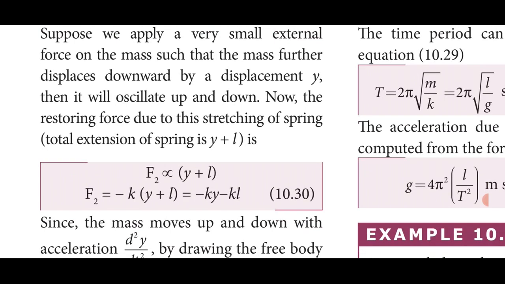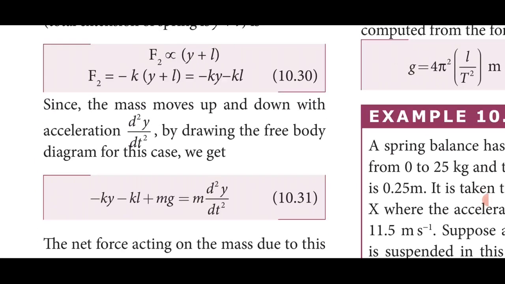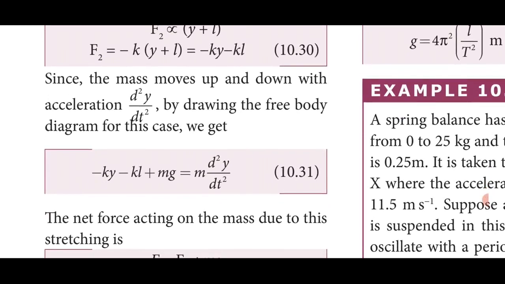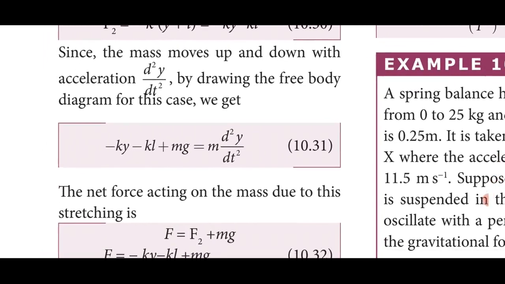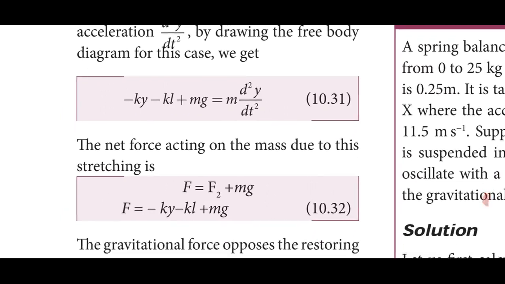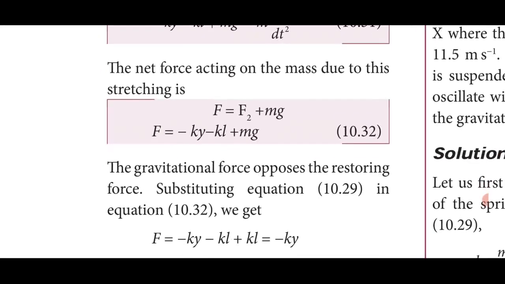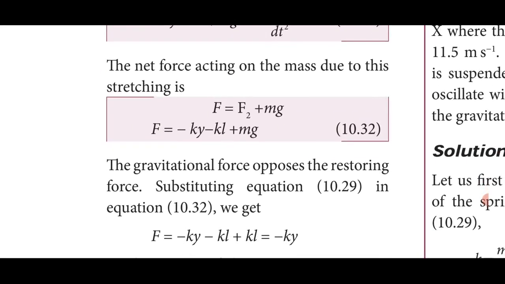Now the restoring force due to the stretching of the spring, where the total extension is Y plus L, is F2, proportional to Y plus L. So F2 is equal to minus K times Y plus L, that is minus KY minus KL. The mass moves up and down with acceleration d square Y by dt square. So minus KY minus KL plus mg is equal to m times d square Y by dt square. The net force acting on the mass is F equal to F2 plus mg.